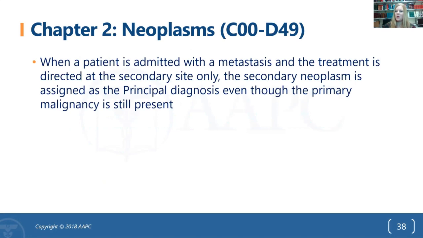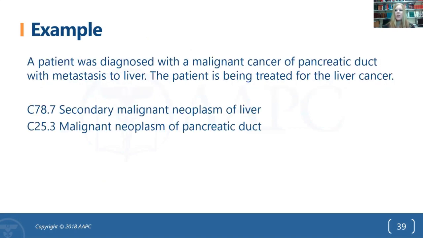This is an area where coders tend to get confused. If a treatment is aimed at that secondary site, it's okay to use that secondary site as the principal diagnosis. So here's an example. Treatment was directed at the secondary site of the liver, so it's the first listed code. The cancer spread from the pancreatic duct, so the pancreatic duct is the primary site, but it is, in this case, the second listed code because we're focusing our treatment today on that site of the liver.